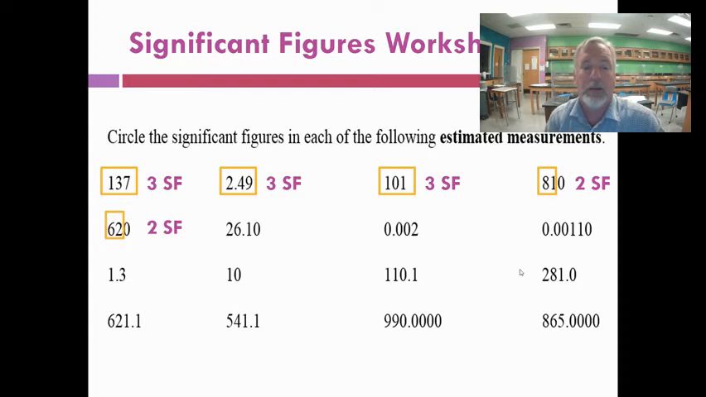But the next one, 26.10, trailing zero, it's on the end. Is there a decimal? Yes. Yes, count that zero then. So it'll be 4 sig figs here.